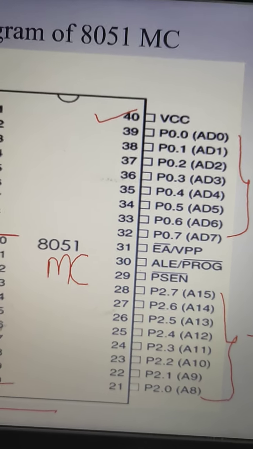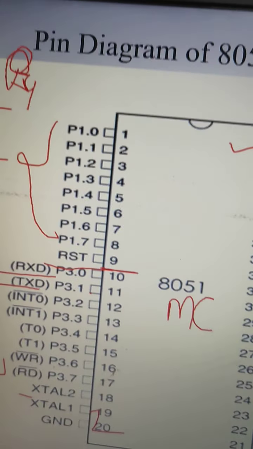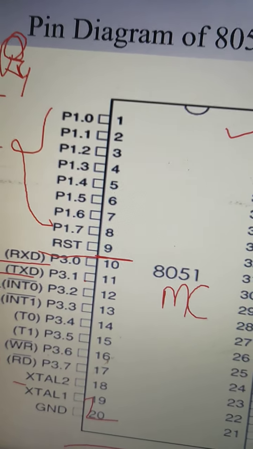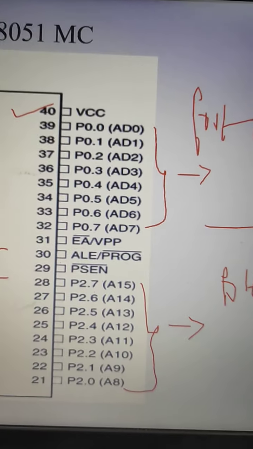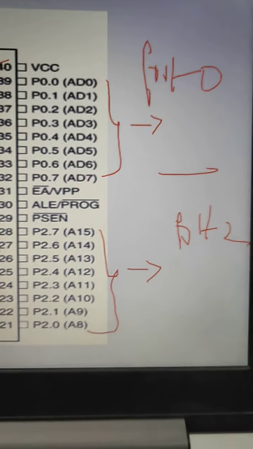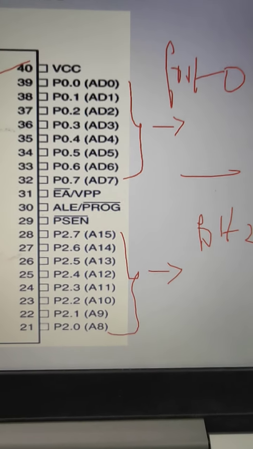But externally, there are some differences in access. Normally for input and output, we go for port 1. For special functions, we go for port 3. For address and data bits, we go for port 0. And for only address, we go for port 2.